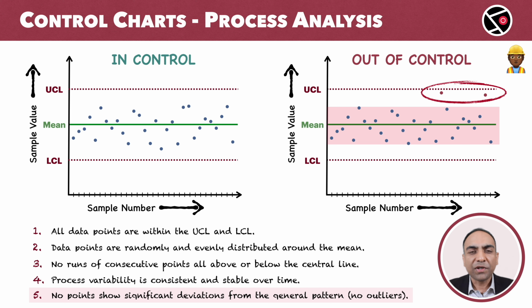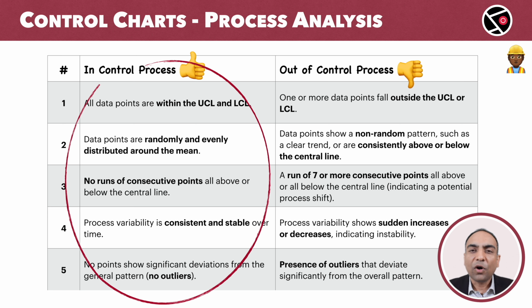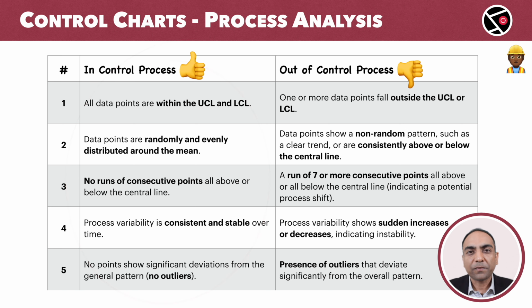I have summarized these conditions in this table. On the left are the conditions for in-control process, and on the right are the equivalent conditions for the out-of-control process. Remember, all the conditions on the left have to be satisfied for a process to be considered in control. A single deviation will lead to an out-of-control process.